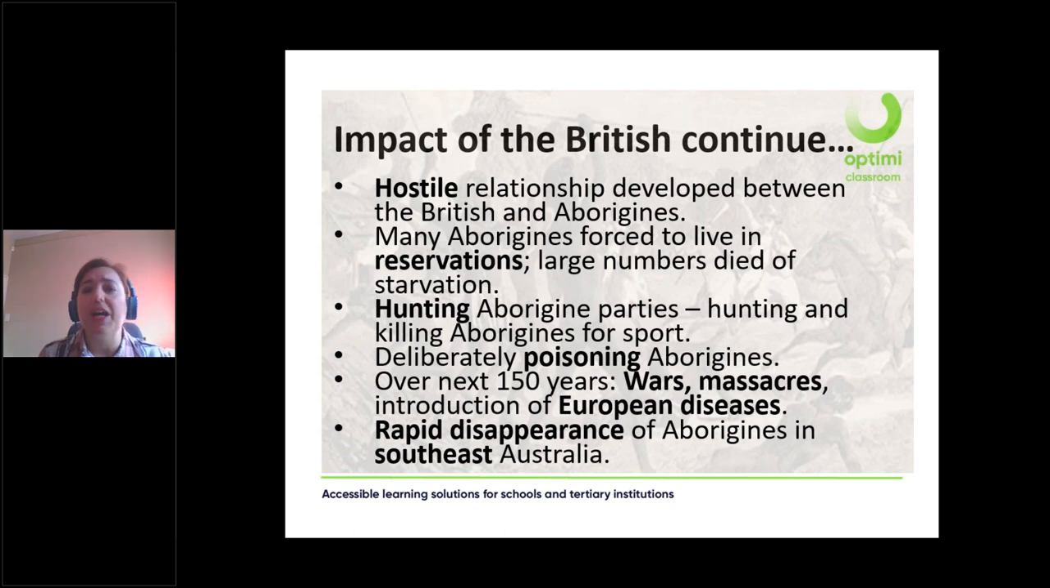And over the next 150 years after the first settlements, there were wars and massacres, as well as the introduction of European diseases that would then lead to a decline in the number of the Aborigines. So this would eventually lead then to the rapid disappearance of Aborigines, especially in Southeast Australia.